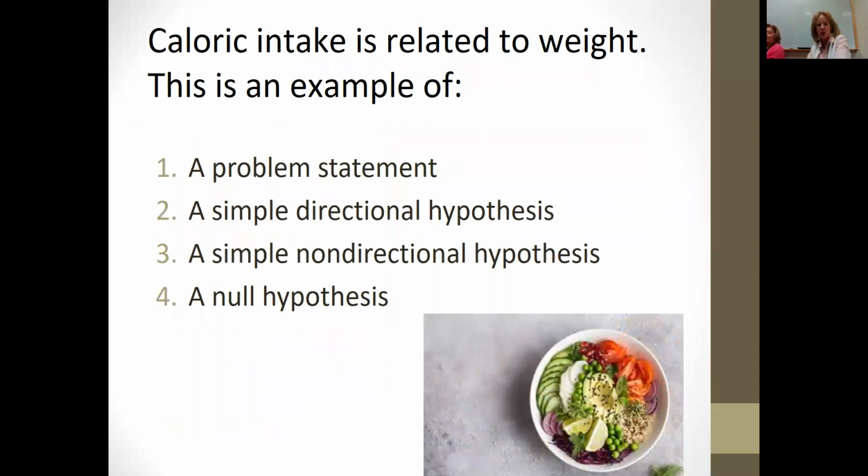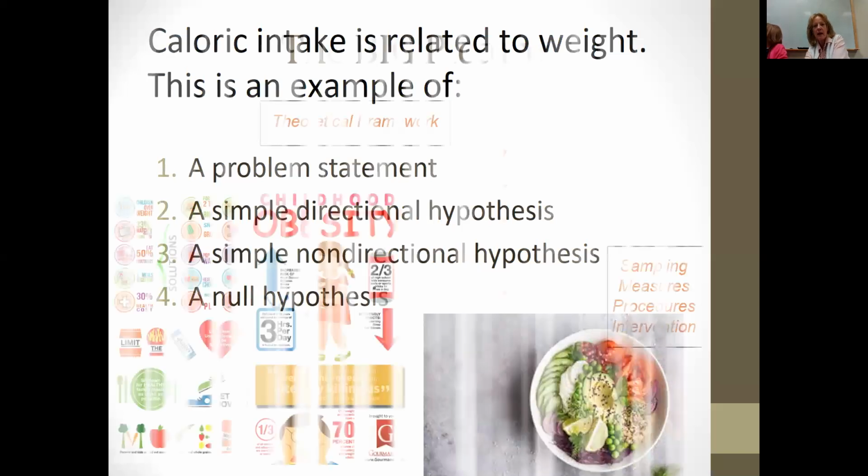Just a couple quiz questions and then I'll pass it off. So caloric intake is related to weight. What is that an example of? Is related. So it doesn't say how it's related. So non-directional hypothesis.